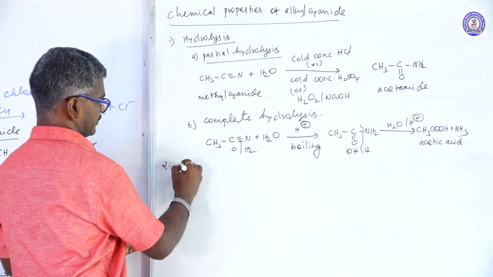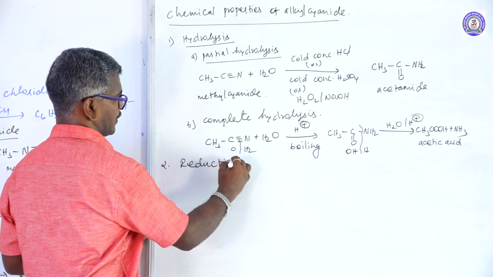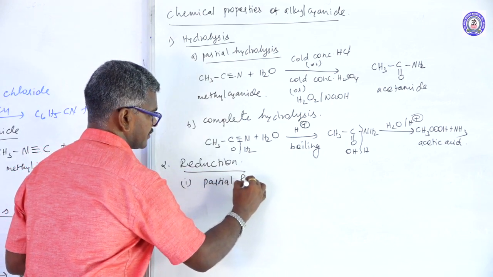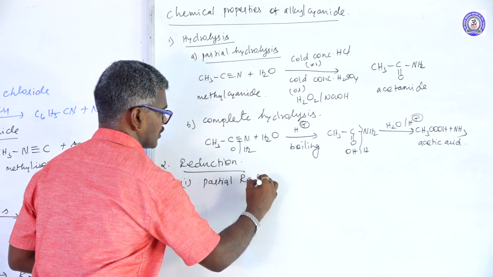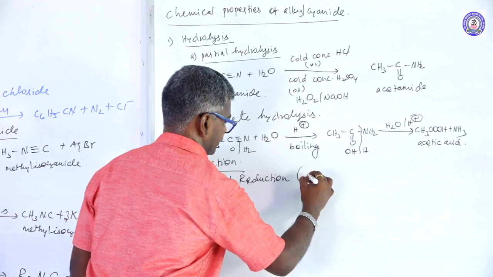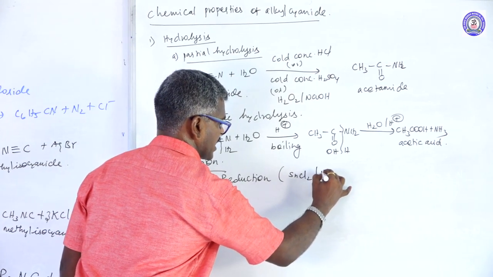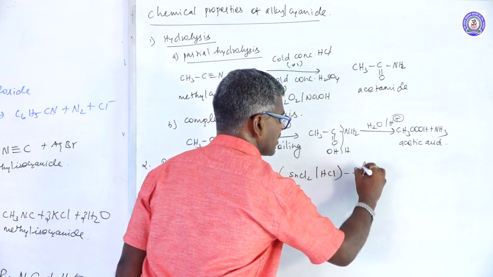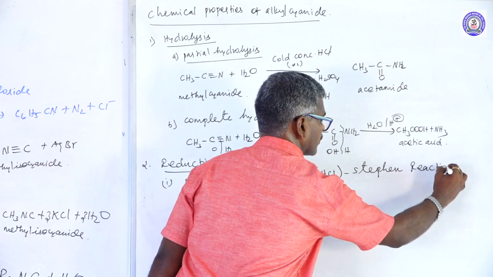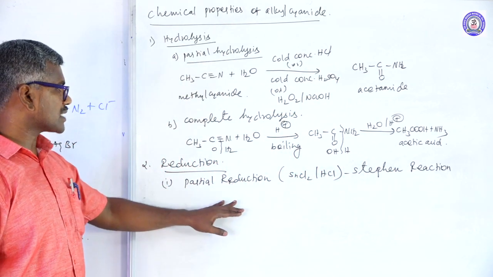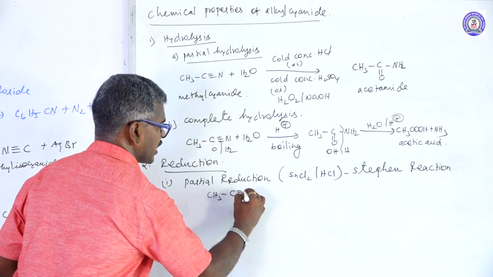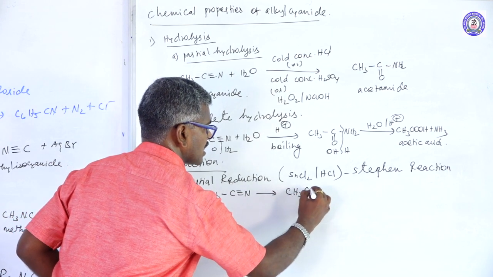The second one is reduction. The first one is partial reduction, by using the catalyst SnCl2 with HCl. This reaction is known as the Stephen reaction. How does this reaction take place? This reaction is for preparation of aldehyde. That is, CH3C≡N is converted into CH3CHO.